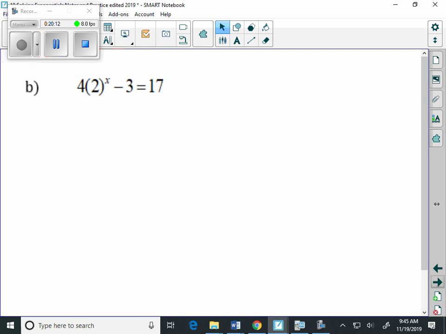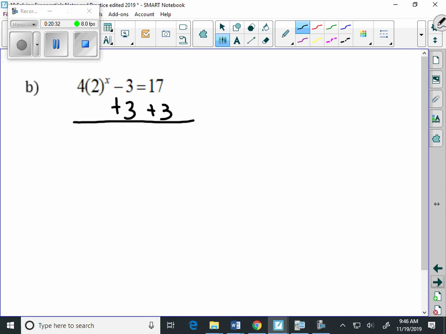Again, the key to these problems is isolating. And this one's going to take more of our solving equation techniques than the last one. For starters, we're going to need to move the 3 to the other side, because ultimately what we want to do is isolate. We want to get that variable that's an exponent by itself. So this becomes 4 times 2 to the x equals 20, 17 plus 3.